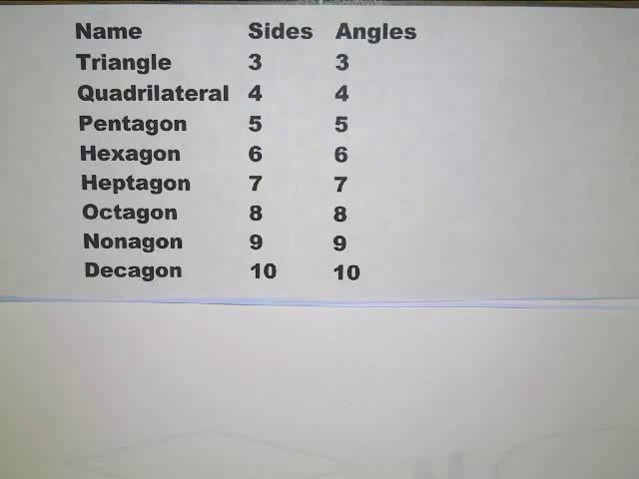So, polygons. A triangle has 3 sides, a quadrilateral has 4, a pentagon has 5, a hexagon has 6, a heptagon has 7, an octagon has 8, a nonagon has 9, and a decagon has 10.